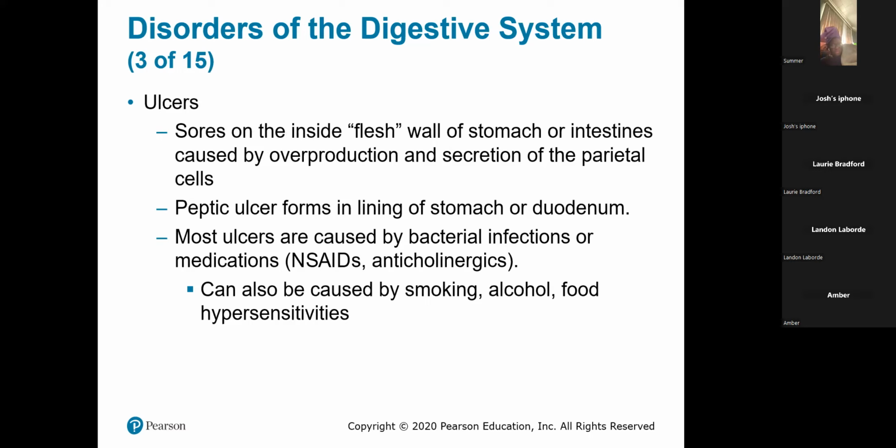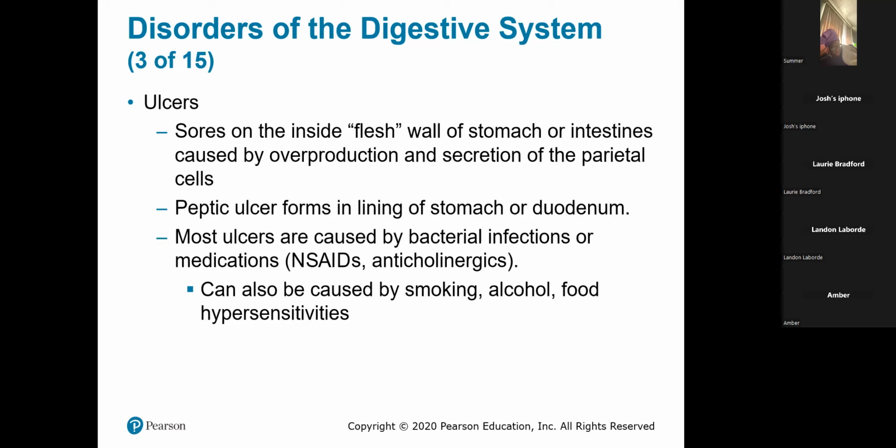So ulcers are another very common issue with our digestive tract. An ulcer is simply a sore on the inside or flesh wall of the stomach or intestines. This is caused by an overproduction and secretion of the peritoneal cells. Peptic ulcers form in the lining of the stomach or the duodenum. And most ulcers are caused by bacterial infections or medications, such as your NSAIDs, or nonsteroidal anti-inflammatory drugs, and anticholinergics. Those things are really harsh on the stomach.